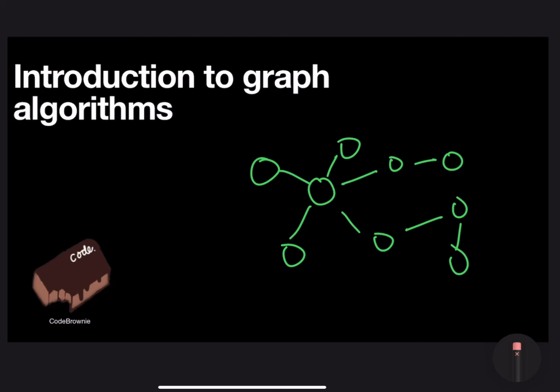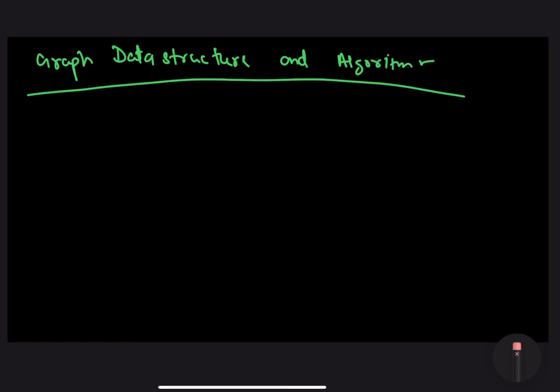Hey guys, so this is an introduction to graph algorithms. So, what are graph data structures and what is a graph algorithm? All right, so to understand that, and why do we even need graph data structures and algorithms, to understand these two things, let's just have a look at a hypothetical scenario.